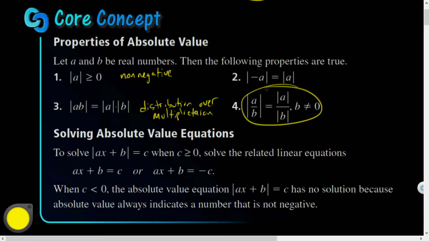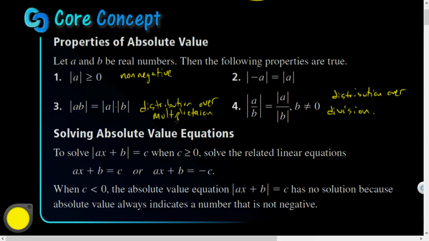So it turns out absolute value can also be distributed over division. So those are just a few properties. Division. No, that's not how you spell division. I-O-N. There we go. All right.